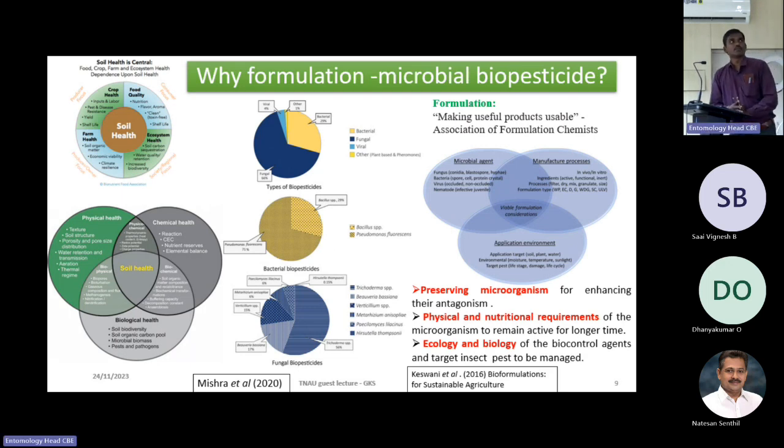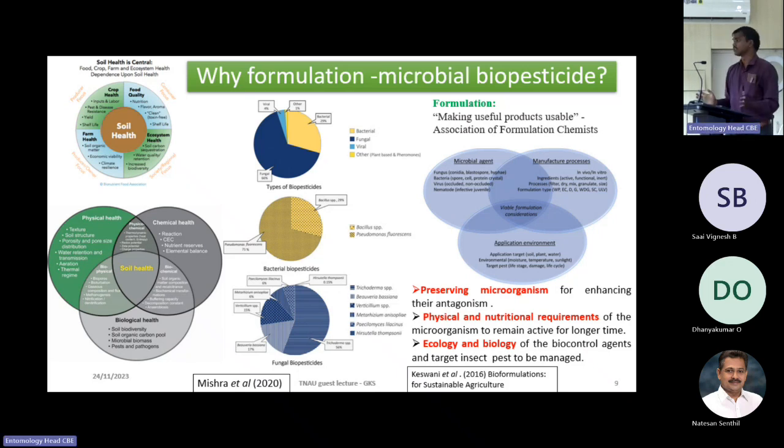Then, when we look into the microbial biopesticides, the majority of them, as the first pie chart shows, 64%, are dominated by fungal agents, especially Trichoderma, then Beauveria, Metarhizium. Then the second major is bacterial. When we further look into the bacteria, the majority is Pseudomonas, in the second pie chart. Then a smaller share, 27%, is from Bacillus.